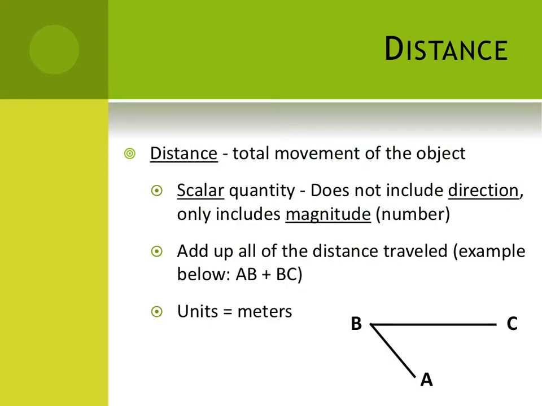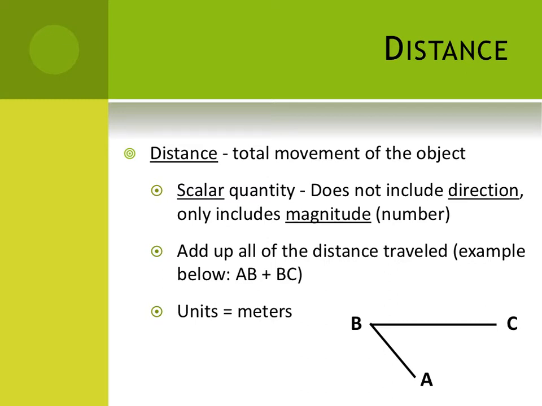Okay, distance. So starting out with distance, you're probably very familiar with distance. Distance is what we think about it. It's very simple. It's just the total movement of an object. How much ground an object has covered. Okay, distance is a scalar quantity, and what that means is it doesn't include direction. It just includes magnitude or a number. It just has magnitude, no direction.